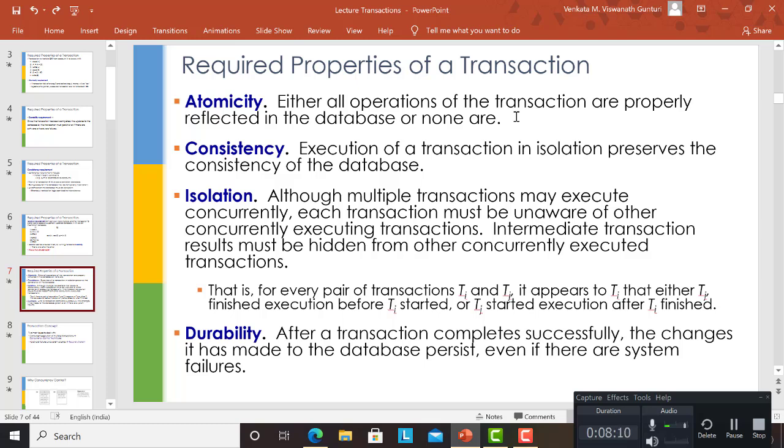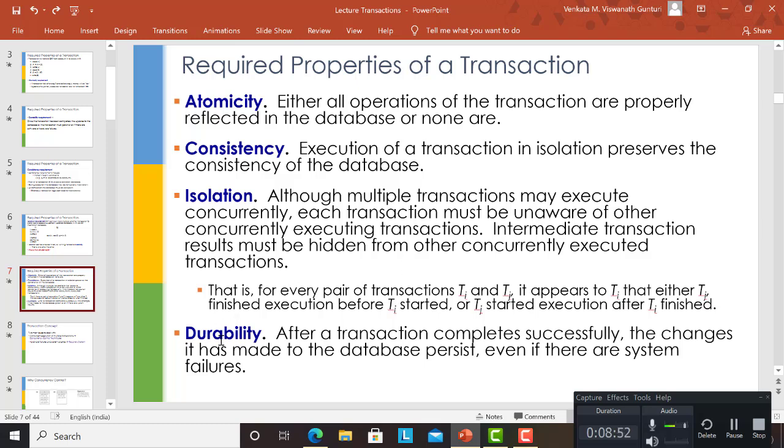So in other words, there was no partial execution allowed. Consistency, we were saying that we should have a good transaction logic such that each transaction takes the database from one consistent state to another consistent state. Isolation, we want our database system in a way that each transaction is unaware of other concurrently executing transactions. In other words, if there are multiple transactions trying to access the same data item, then you have to maintain some kind of a semantic ordering among them.